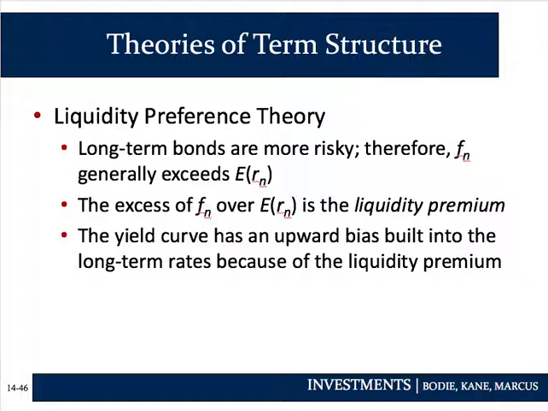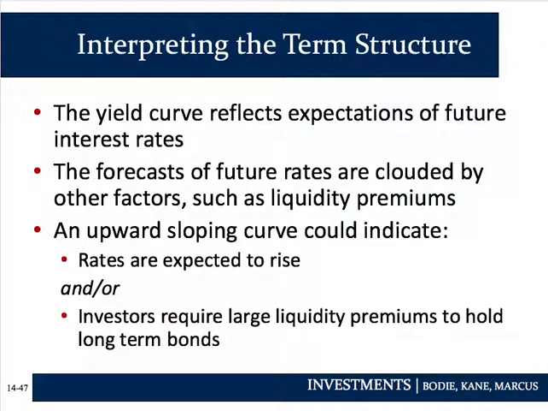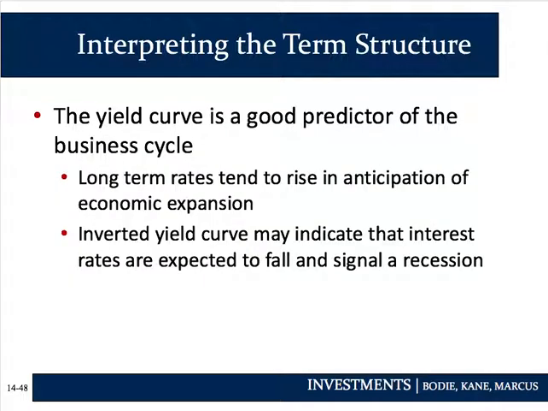The yield curve has an upward bias built into it because of this liquidity premium. If you want me to tie my money up for 30 years, you're going to have to pay me more for it. The yield curve reflects the expectations of future interest rates. We've all talked about that. We've also talked about the impact of inflation. It reflects the expectations of future inflation as well. The forecast of future rates is clouded by other factors, liquidity premium, etc., and an upward curve could indicate rates are expected to rise and/or investors require large liquidity premiums to hold longer-term bonds.